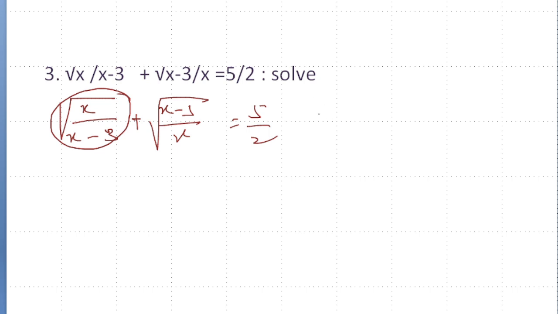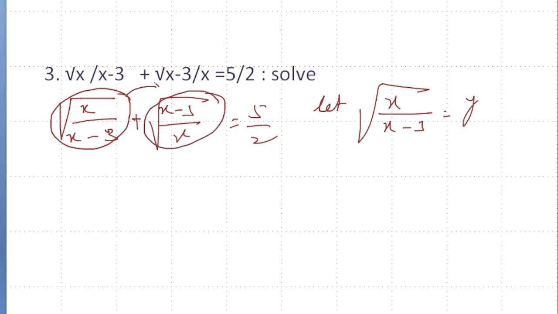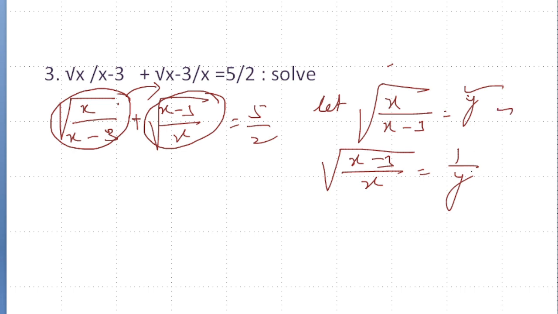So let square root of x by x minus 3 equal y. Now you can see clearly that this is the opposite of that. If square root of x by x minus 3 is y, then square root of x minus 3 by x equals 1 by y. Now put these values in the original equation. What is that? y plus 1 by y equals 5 by 2.